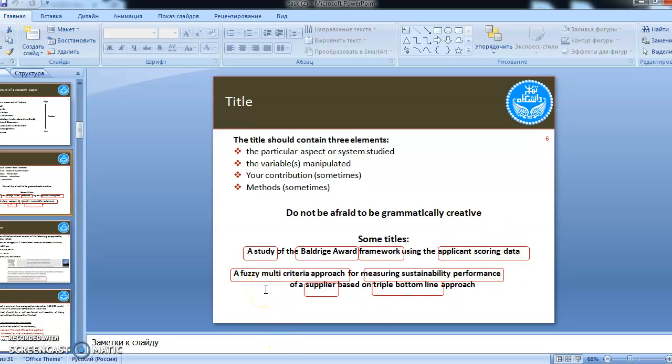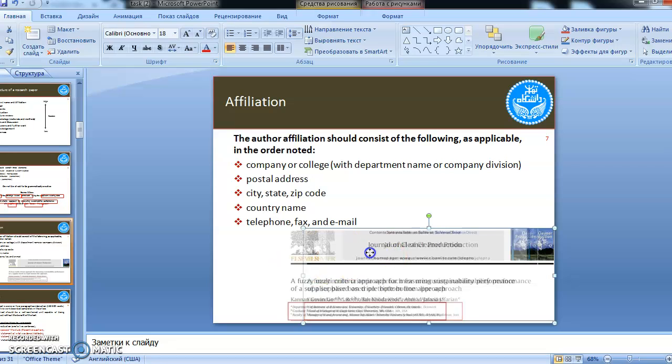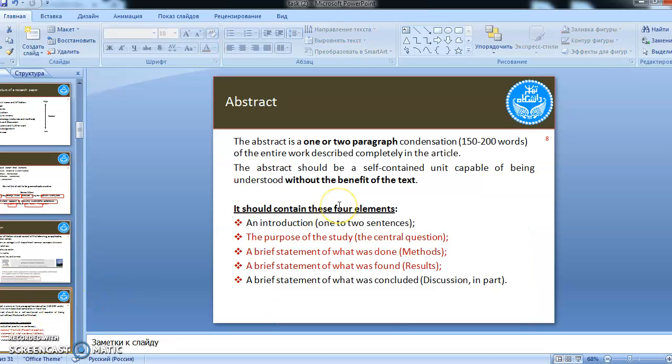And another example is a fuzzy multi-criteria approach for measuring sustainable performance of a supplier based on the triple bottom line approach. See? And the next, affiliation. What is affiliation? The author affiliation should consist of the following, as applicable, in the order noted: company or college, postal address, city, state, zip code, and country name, and telephone, fax, and emails. Here you can see some samples of the affiliation of the Elsevier. And the abstract.